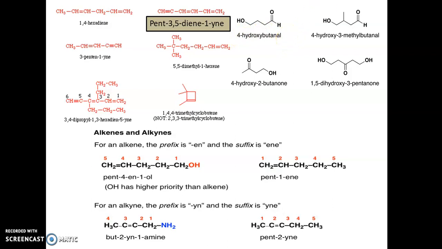Next one is OH, CH2, CH, CH3, CH2, CHO. So here also 2 functional groups are there. So first highlight the second priority group. So here also again 1, 2, 3, 4. So 4-hydroxy. Then the side chain, 3-methyl. How many carbon atoms? 4 carbon atoms. So but-1-al or butanal. 4-hydroxy-3-methyl butanal.